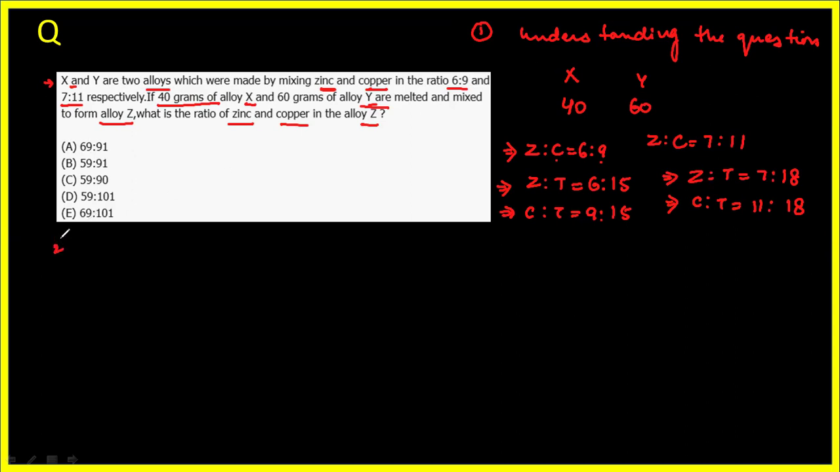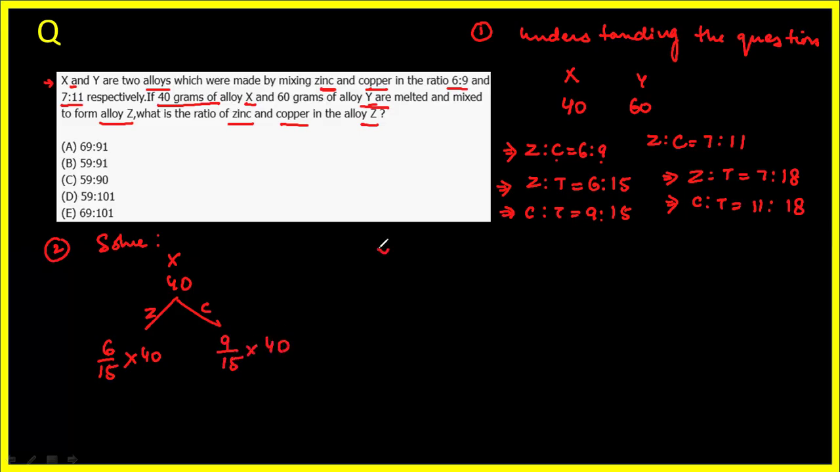Now, second step, let's start solving the question. Solving for X, in X there are 40 grams. Now, how much copper and how much zinc will be there? There are two parts in this alloy, zinc and copper. Zinc is 6:15 of the total, that is 6/15 of 40. And copper to total is 9:15, that means 9/15 of 40.